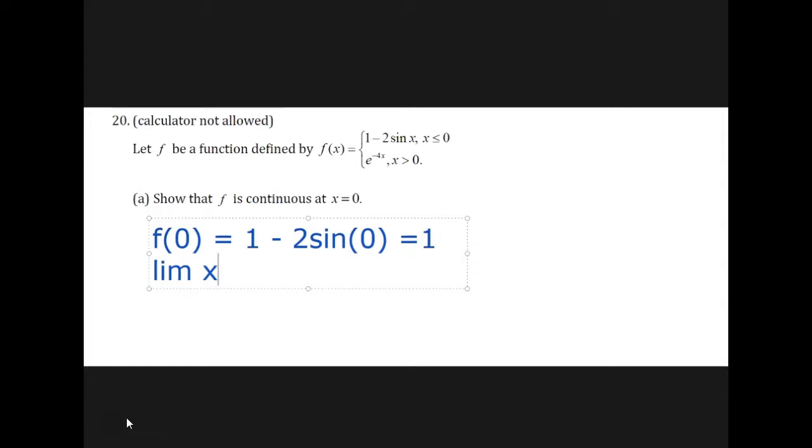So that's part A. The next thing you have to do is show that the limit as x approaches 0 from the left equals the limit as x approaches 0 from the right. So the limit as x approaches 0 from the left would come from the top function again, which would mean it equals 1.